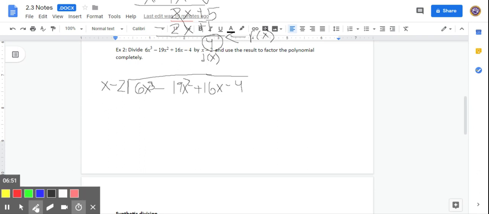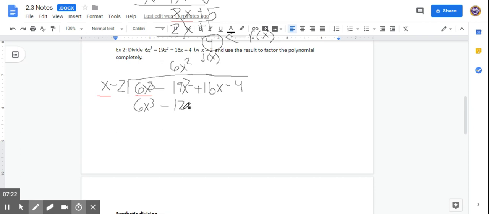So once again, we're going to look at x and compare it to 6x to the third. What do we need to multiply x by to get 6x to the third? We need to multiply it by 6x squared. So I'm going to write 6x squared in the x squared column above my division bar. And then I'm going to multiply 6x squared by both of these terms. So I get 6x cubed minus 12x squared.